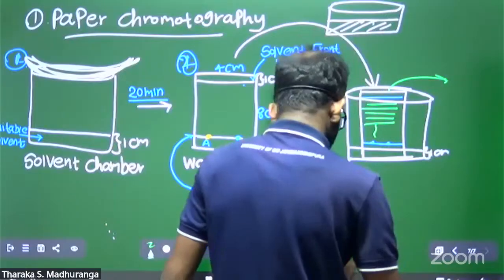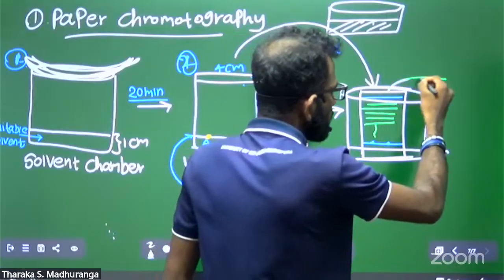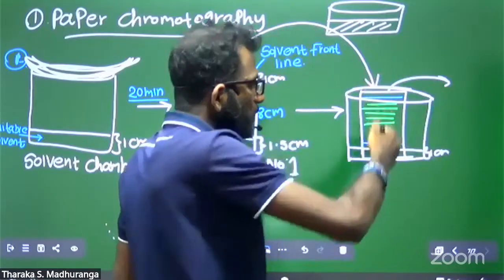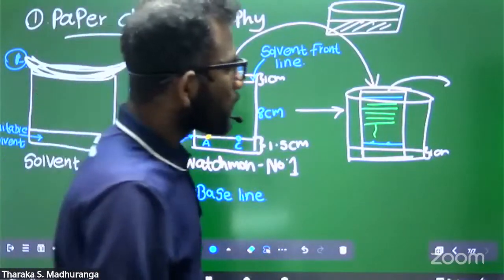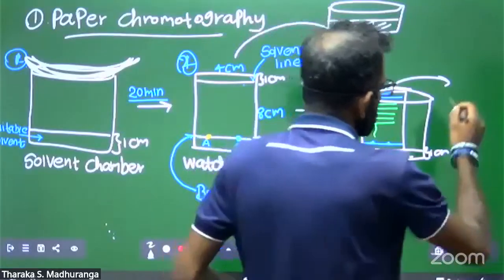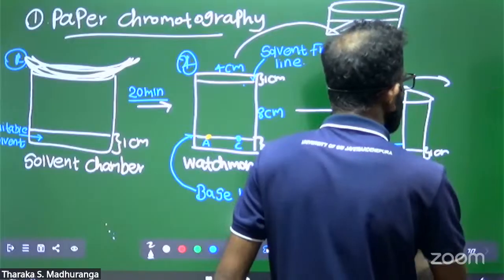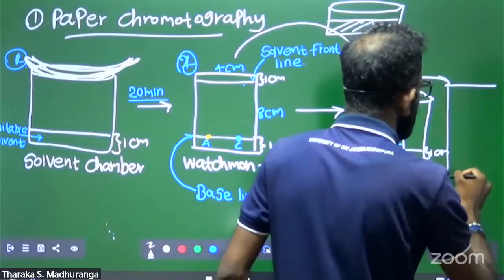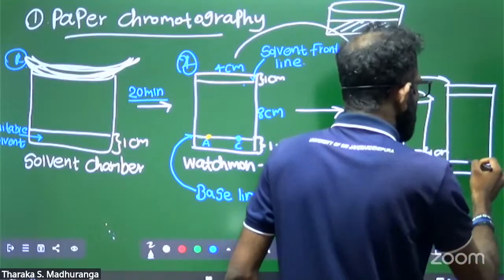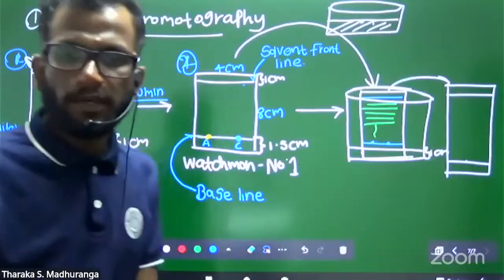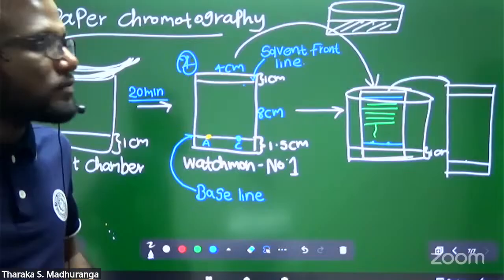we need to carefully take it out. When it comes to the solvent front line, we just take out the chromatography paper. Finally, this is the chromatography paper with the baseline and the solvent front line.